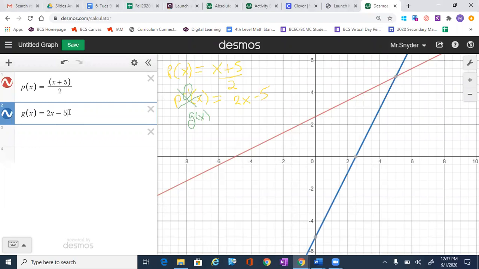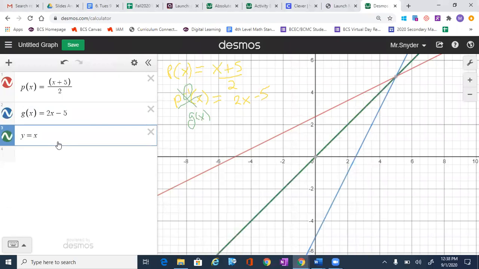Now, here's a great thing about inverses. If they are inverses, they are reflections over the line y equals x. So I'm going to type in y equals x. And you'll notice that the red graph is reflected over the green graph, and it would overlap onto the blue graph. Okay? That's one way we can tell it is a reflection.